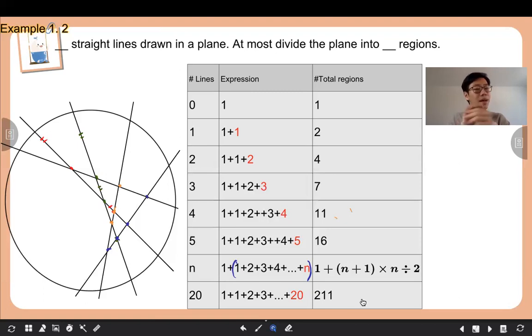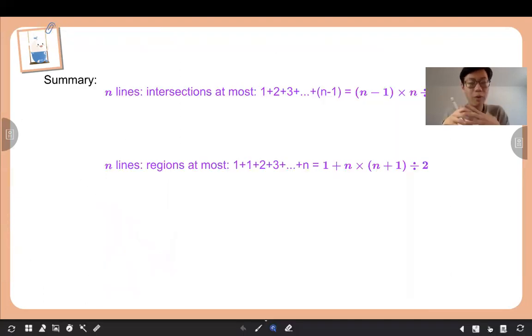I'm proud of you. I'm confident that even if we proceed to the next question as a practice, I'm not going to give you any hint, but we will do it. Oh, before we go to the next question, here we can summarize what our findings are. So for n lines, if we want them to intersect at most, we want each to intersect with all previous n-1 lines. So that's why our expression will be like here.